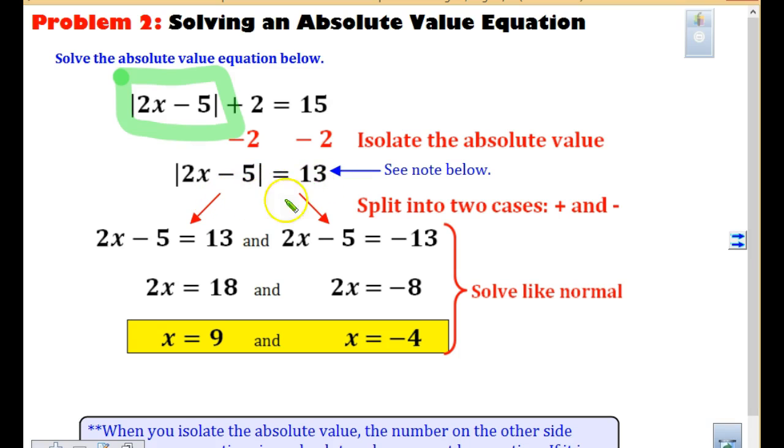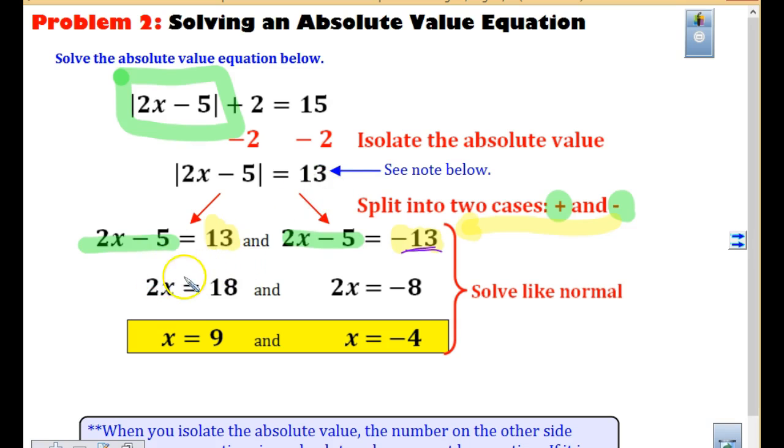I am splitting it into the two cases. One is positive, one is negative. I want you to notice this does not change. This is still 2x minus 5. This is 2x minus 5. Where does the negative go, the positive and negative? 13, and this is the opposite, negative 13. So the negative, when we think about that, it really goes with the number that was equal.